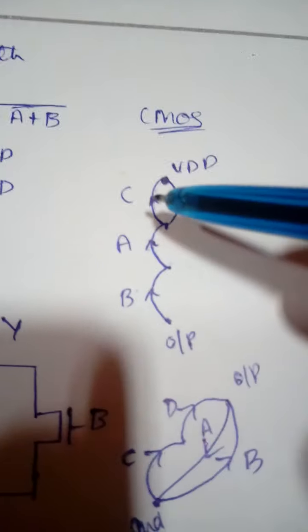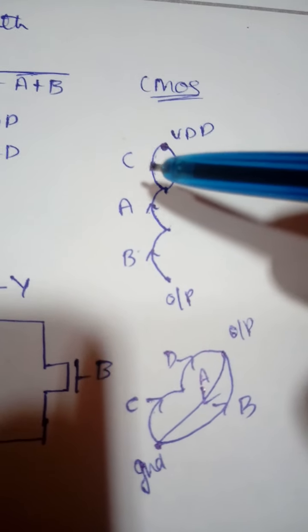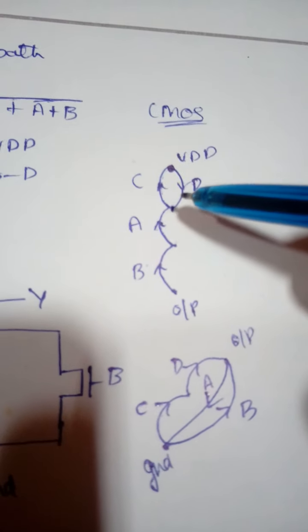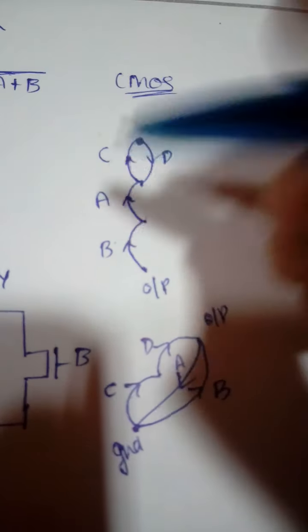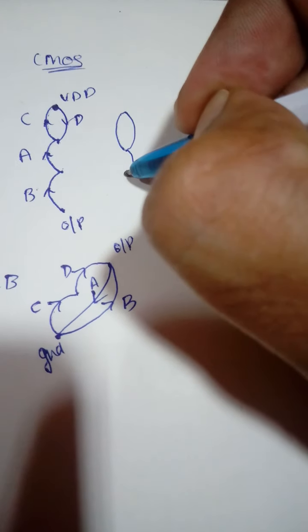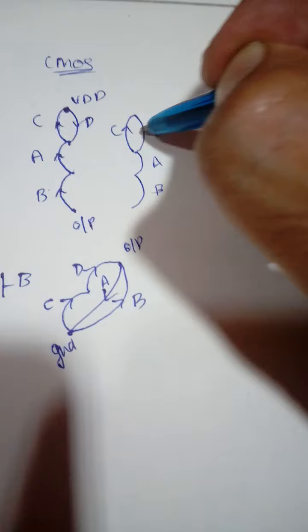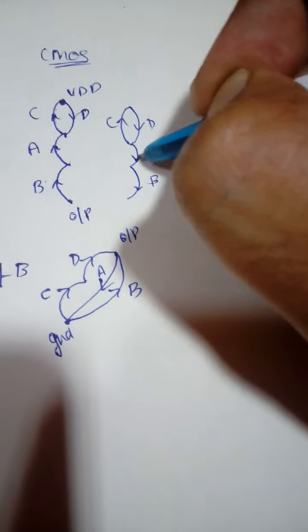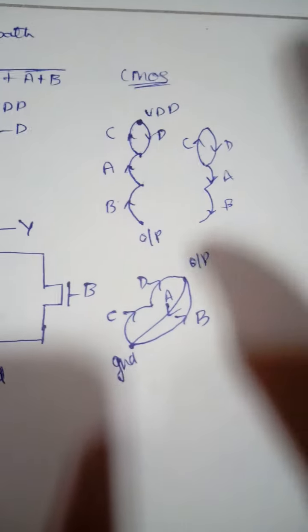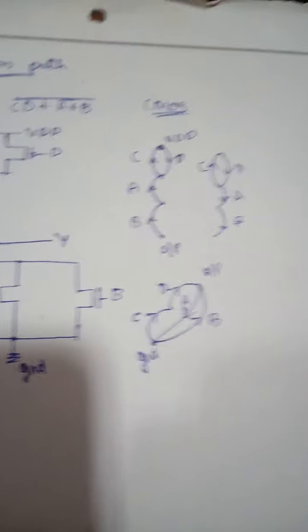Okay, you can start the path another way around also. If you start from C, it goes C, D, A and B. You can take it in this way also, like C, D, A, B. So whatever the path you choose, in the same path you have to draw the transistors, right?